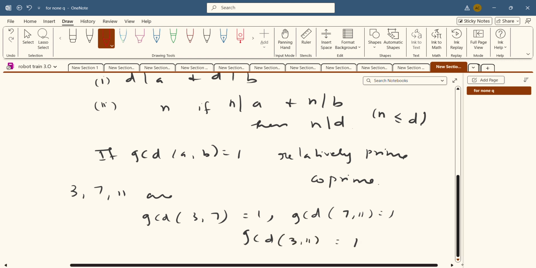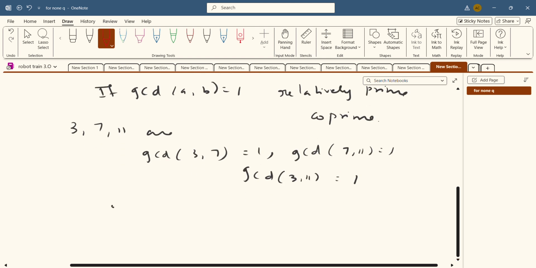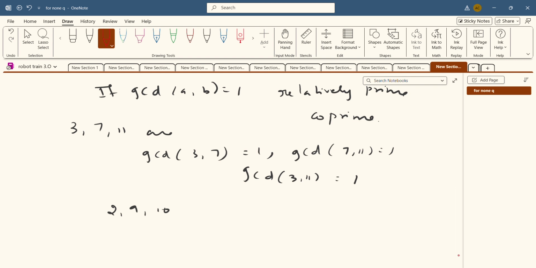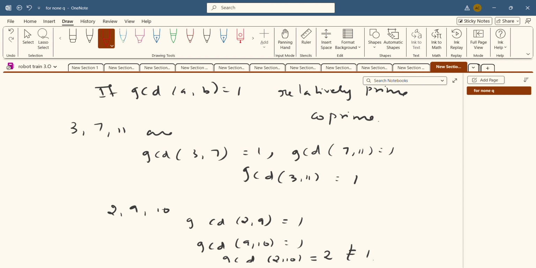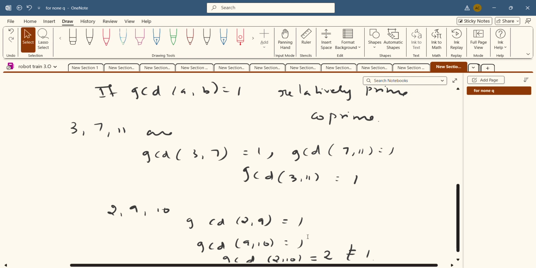Okay. Now, what do you mean by co-prime? For example, 2, 9, 10 are not pairwise relatively prime because the greatest common divisor of 2, 9 is 1, and the greatest common divisor of 9, 10 is also 1, but the greatest common divisor of 2, 10 is not equal to 1. It is 2. Therefore, 2, 9, 10 are not pairwise relatively prime.